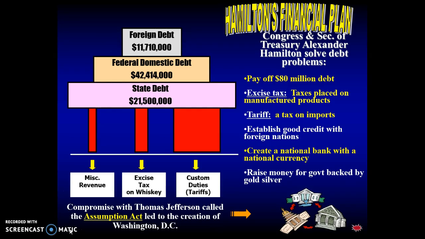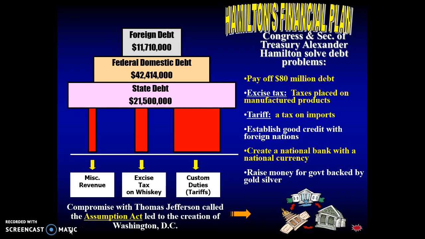creates this excise tax, taxes placed on manufactured goods. He puts a tariff, and the whole idea was if we can pay off this debt, we can establish good credit. We can't pay it off immediately, but if we can establish good credit, national banks from other countries will be able to loan us money because they know we will pay back our debts.